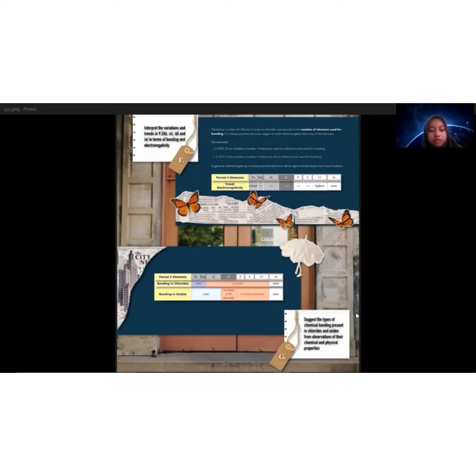In general, electronegativity increases periodically from left to right and decreases from top to bottom. In this table 2, the trend of electronegativity is: Na is the lowest, it will increase as we move to the right, Cl is highest, and there is none in Ar.